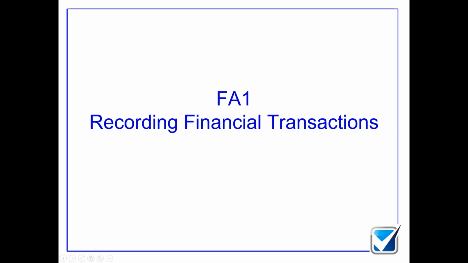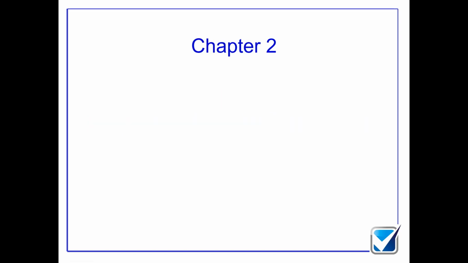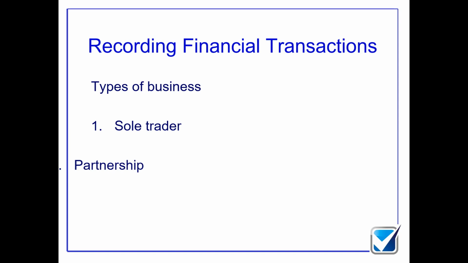Hello and welcome to FA1, Recording Financial Transactions, Chapter number 2. Chapter number 2 looks at a general introduction to accounting. What we're going to do within Chapter number 2 is give you a basic understanding of the types of business organisations that we can deal with, and then we'll start having a look at the type of financial statements that they can prepare. So, to start with, what we're looking at is the types of businesses.